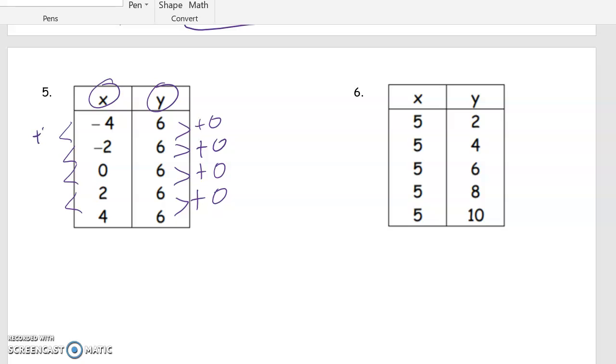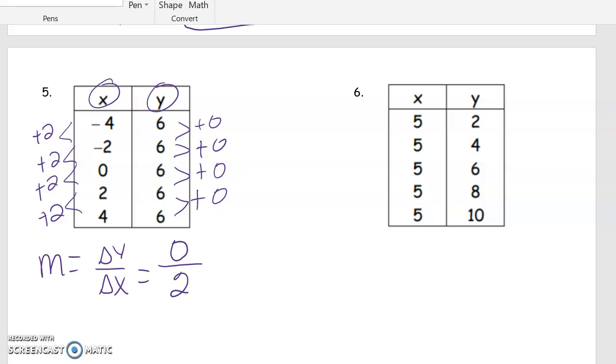Here we go. +2, +2, +2, +2. Okay, so now when we go to put this into our slope, change in y over change in x, you notice our change in y was 0 over change in x was +2. Now this is a situation where if I have 0 in the numerator, if you were to type this into your calculator, 0 divided by 2, it would give you the final answer of 0.